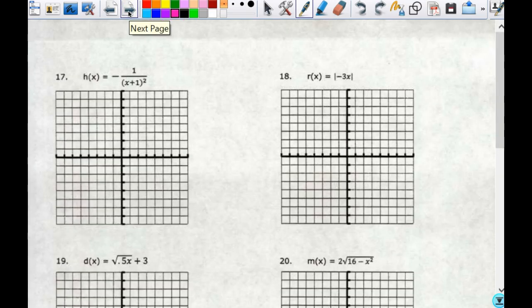Okay, 17. So this is the inverse square. Your inverse square function looks something like this. And so I have two asymptotes here. I need to take that into account when I'm doing what I'm doing. I've got two things going on here. I'm going to reflect it in the x-axis, so it would end up looking like this. And then I am also shifting it to the left one.